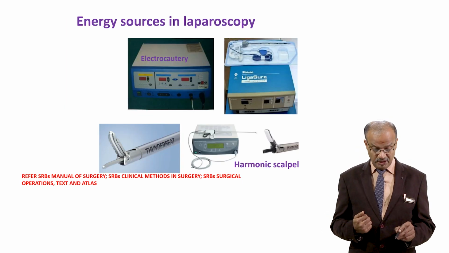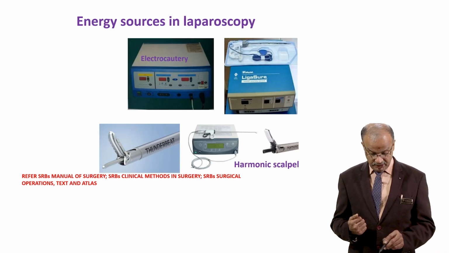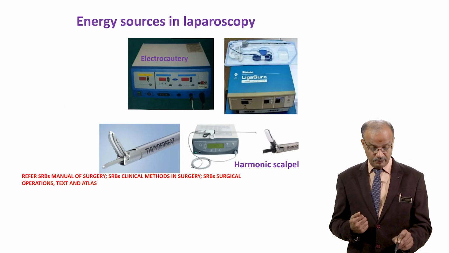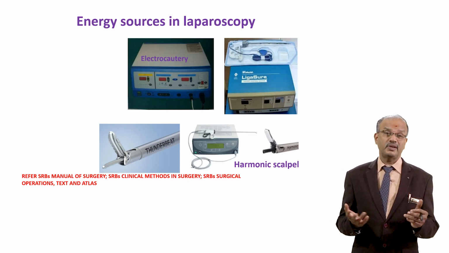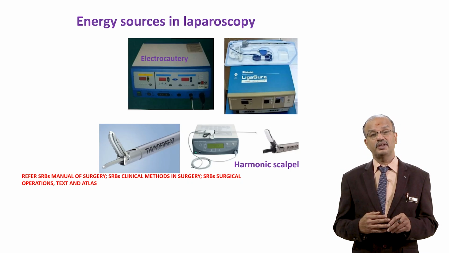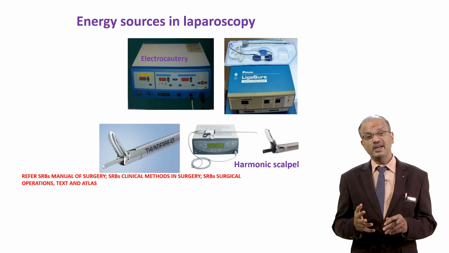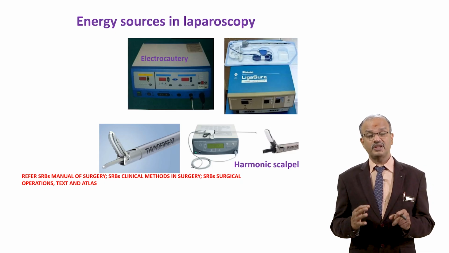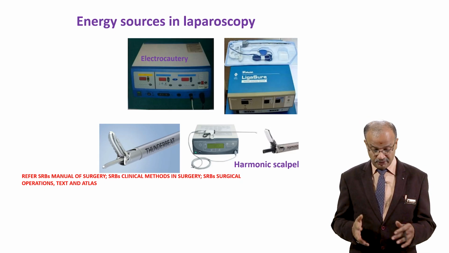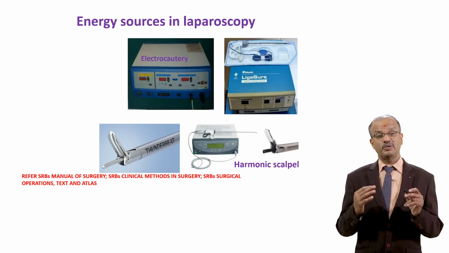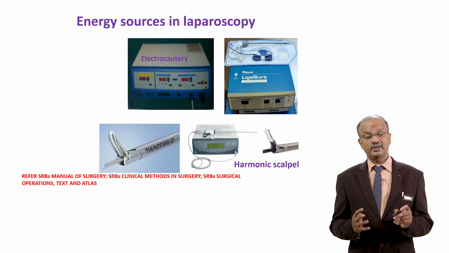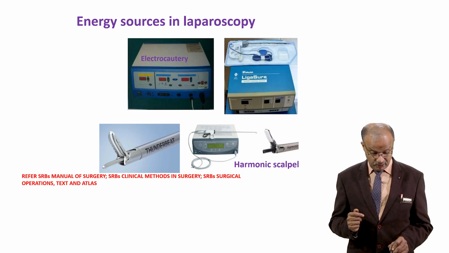So energy sources in laparoscopy: harmonic scalpel, Thunderbeat, electrocautery. I'm not going to detail it. You can go through my Manual of Surgery, everything is there. You can go through my Operative Surgery book. In detail, energy sources are there with the proper explanation, diagrams, illustrations. Go through my book, SRB's Manual of Surgery, current edition, and SRB's Operative Surgery, current edition. It's in detail about all these things. You can go through that.